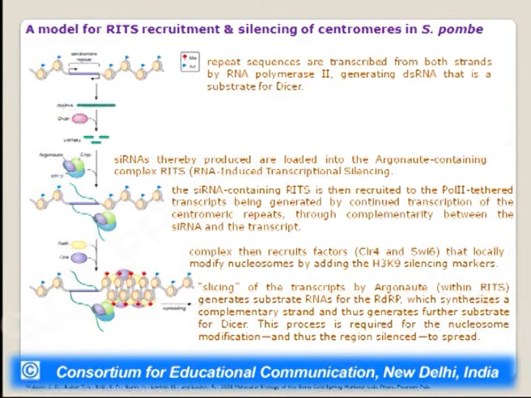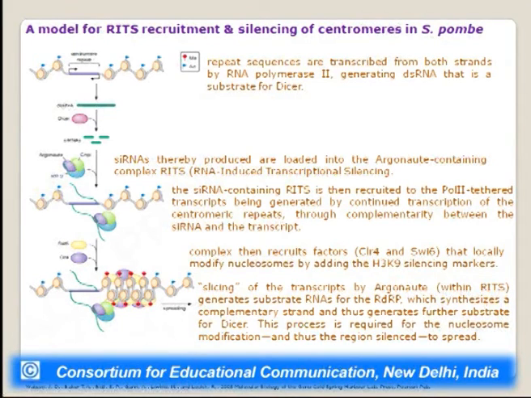The slicing of the transcripts by Argonaute within RITS generates substrate RNAs for the RDRP, or the RNA dependent RNA polymerase, which synthesizes a complementary strand and thus generates further substrate for dicer. This process is required for the nucleosome modification and thus for the region silencing to be spread. So, centromeric region silencing is spread throughout by slicing of the siRNA producing transcripts and RDRP then synthesizing the antisense RNA and creating a double stranded RNA molecule which can then be cleaved by the dicer, and therefore spread this heterochromatinization.